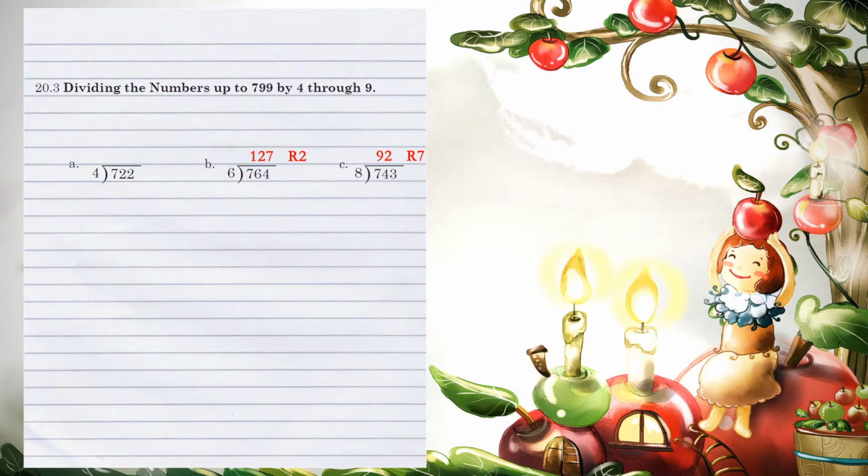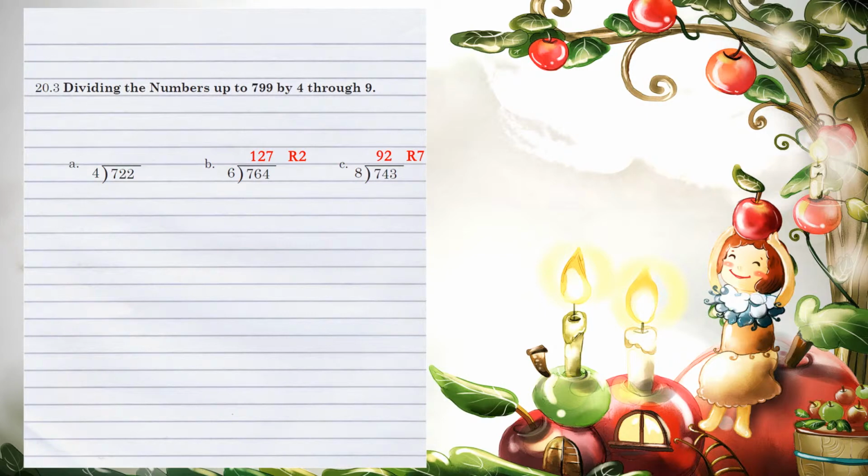Unit 20.3, dividing the numbers up to 799 by 4 through 9. Example A. 4 can go into 7 1 time without going over. 1 times 4 is 4. You're going to subtract 7 minus 4 to get 3. Bring down the second number of 2.